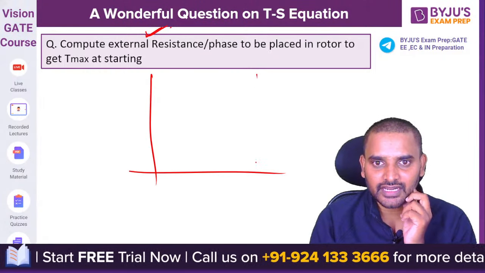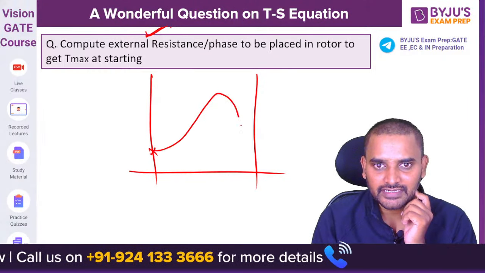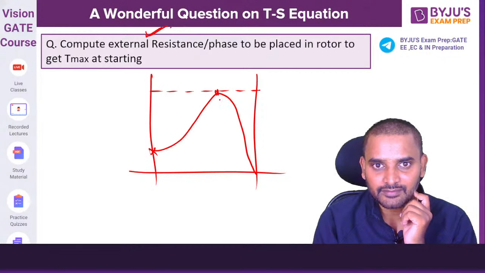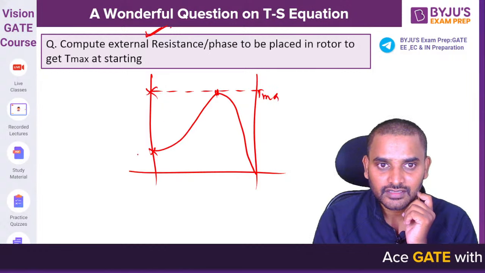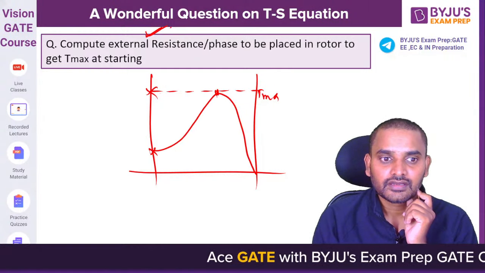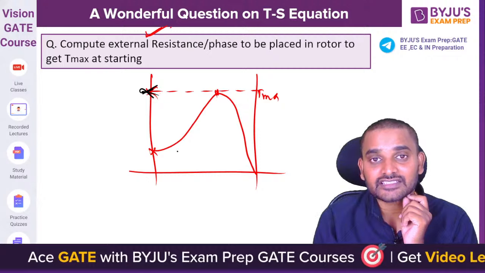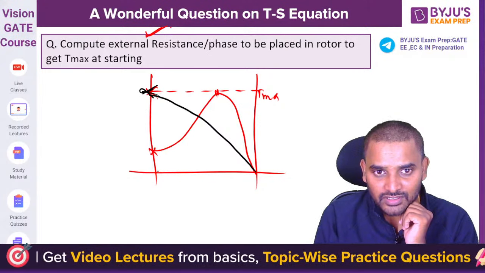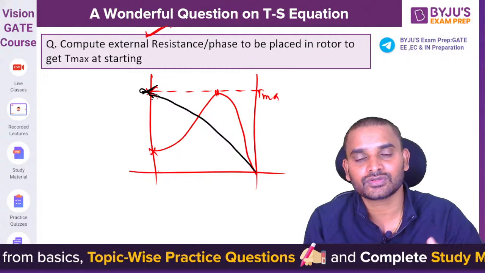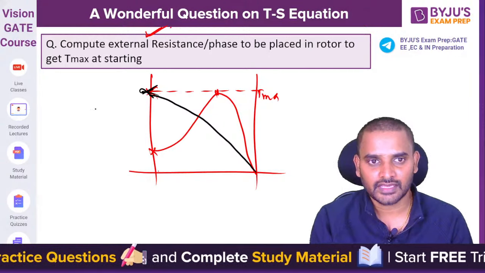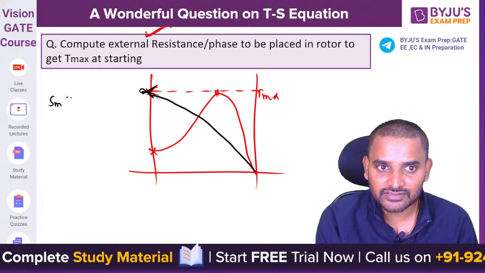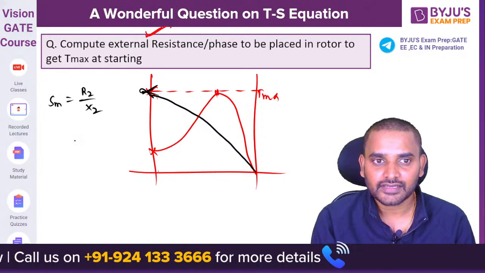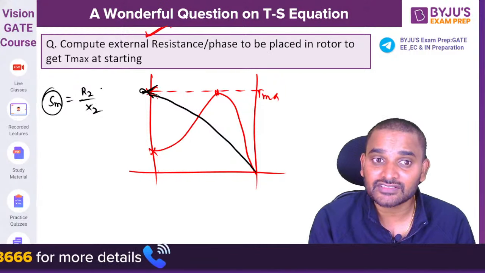Here, let me draw the graph. The normal torque slip characteristic will be like this. He is expecting the maximum torque at starting. If he is expecting the same maximum torque at starting, the graph will be like this. So, how much resistance do you need to add to get maximum torque at starting? Generally, the slip corresponding to maximum torque is R2 divided by X2. I want to get maximum torque at starting itself.